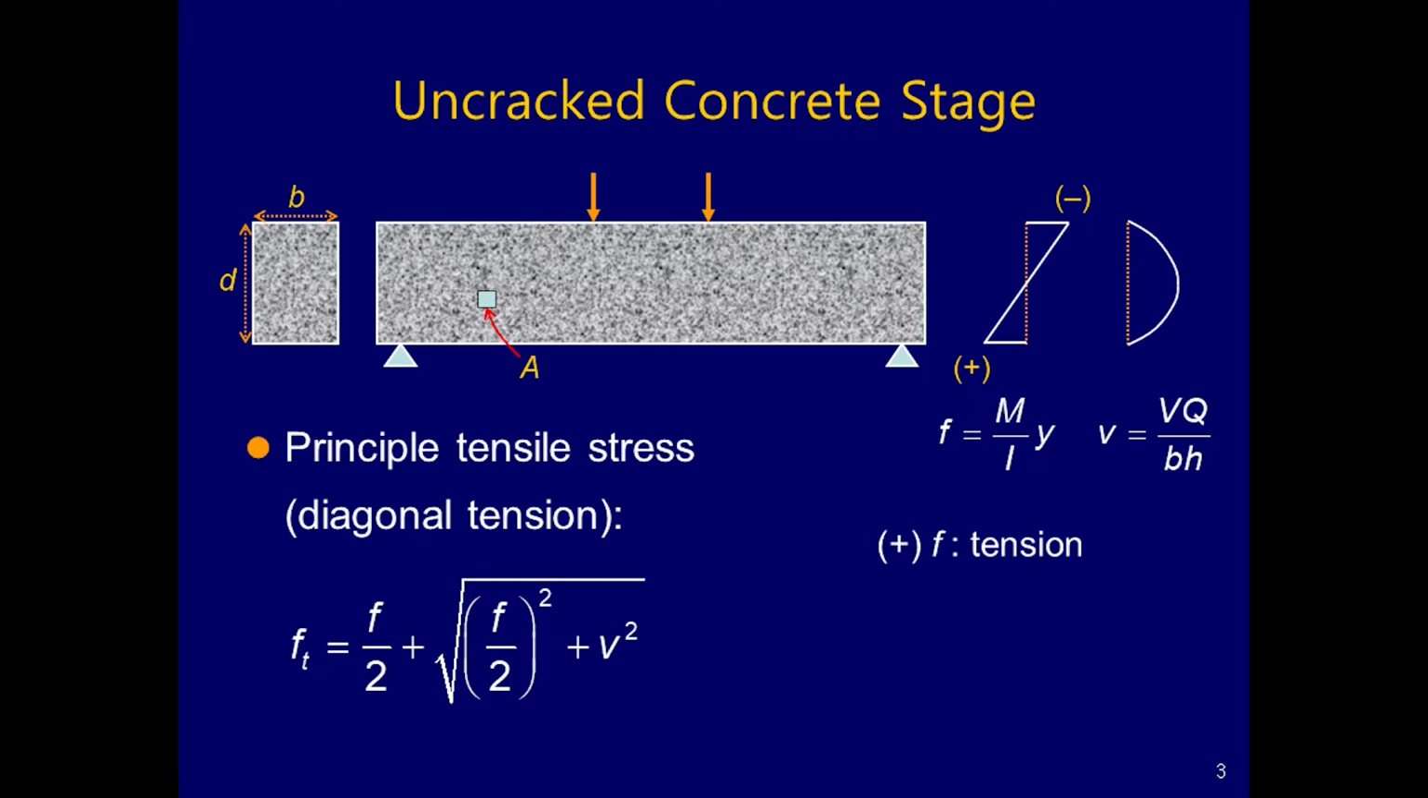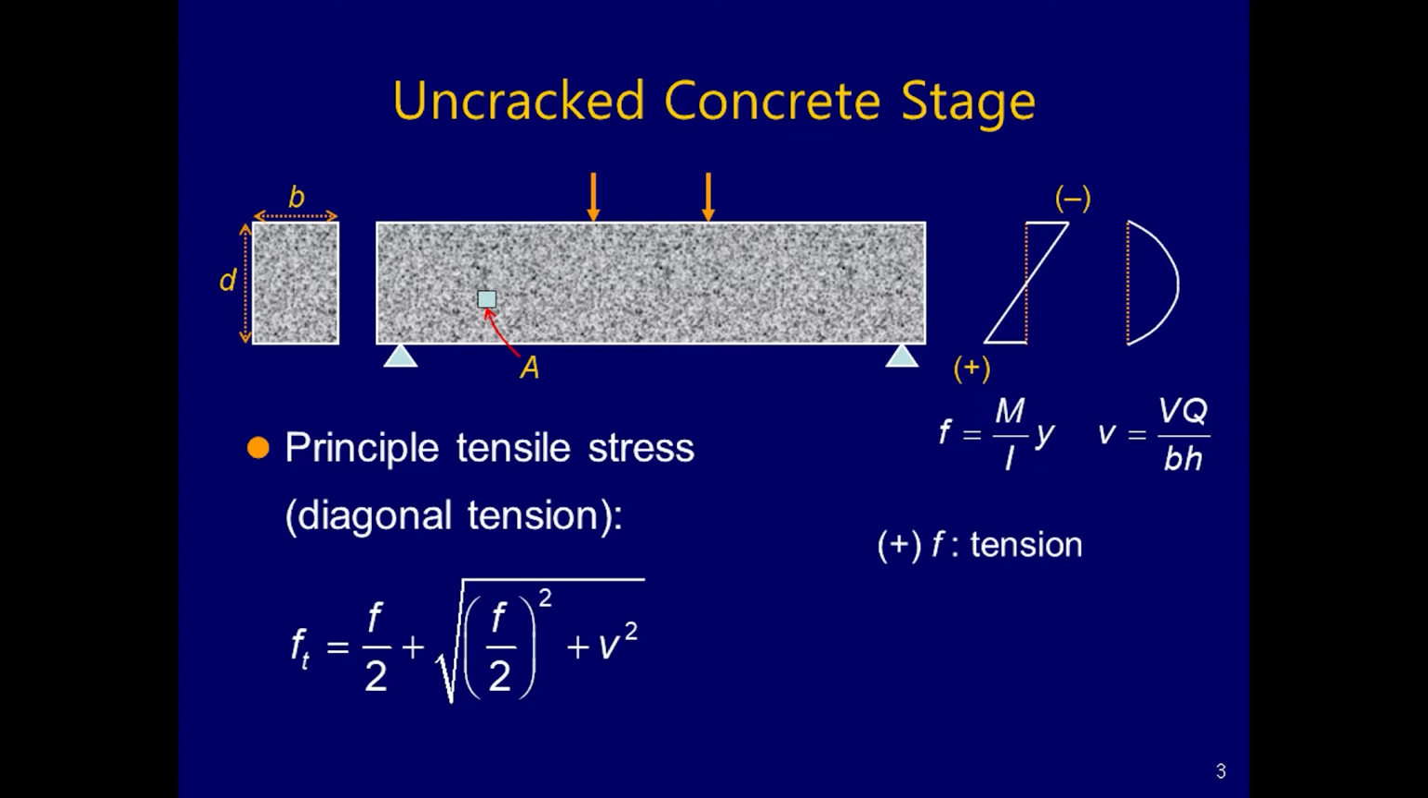Here we have a rectangular section, simply supported beam without reinforcement under 2-point loads. And it's an elastic beam, because it shows the linear stress distribution and second order parabolic distribution for shear stress, before cracking of the concrete. And at point A, which is a little below the neutral axis depth, principal tensile stress is obtained.